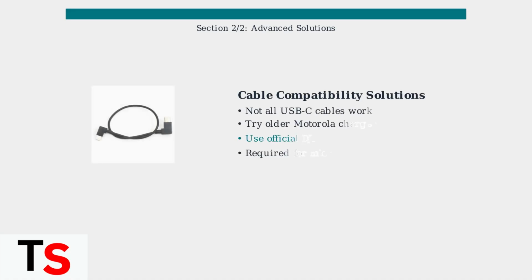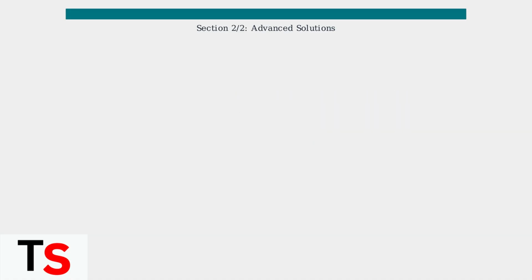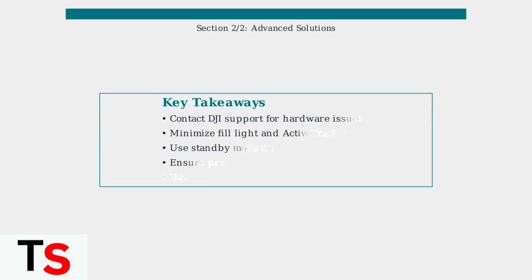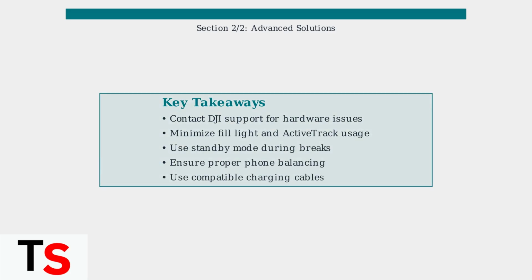Finally, be aware of cable compatibility issues. Some users find that the Osmo Mobile 7P doesn't charge with all USB-C cables. Using an older Motorola charger or the official DJI USB-C to Lightning cable may resolve connectivity problems. By following these advanced solutions and battery optimization tips, you'll maximize your Osmo Mobile 7P's performance and enjoy longer, more productive shooting sessions.